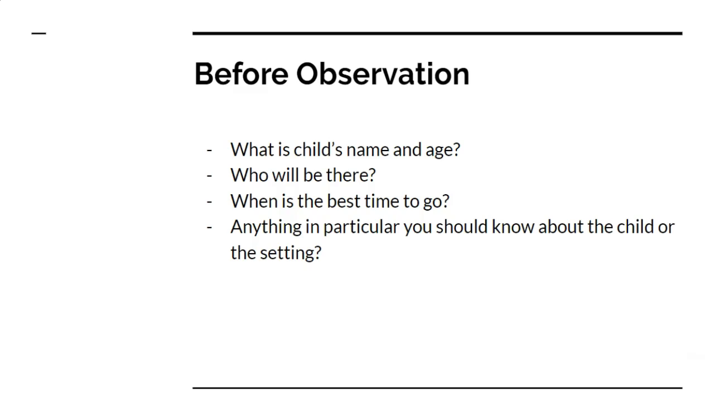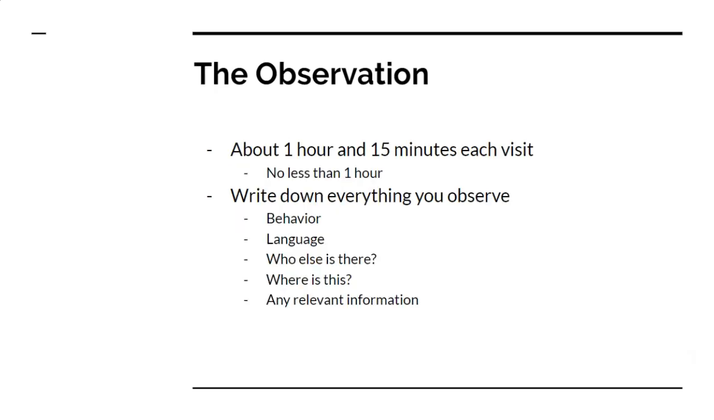Before you go to your observation, you want to ask when is the best time to go. And I encourage you to ask any questions about anything about the child. So if there's anything in particular that you should know about the child or about the setting. During your observation, you want to go for about an hour and 15 minutes each visit. If you do all 4 visits for an hour and 15 minutes, that will give you the 5 hours that you need for this course.